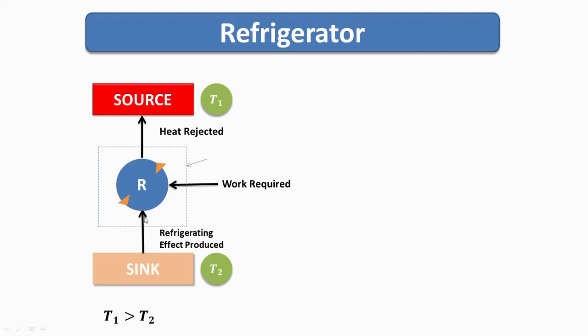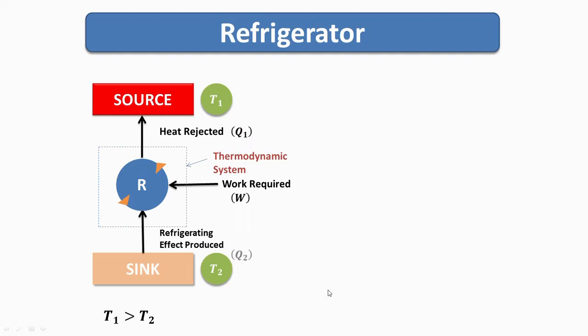That is possible only when we are supplying the work to this particular system, and then the heat is abstracted from the lower space and it is transferred to the high temperature source. So from the sink, the heat is abstracted, that is known as the refrigerating effect produced with the help of this work input, and then the heat is given to the high temperature source. Here the source is nothing but the surrounding atmosphere.